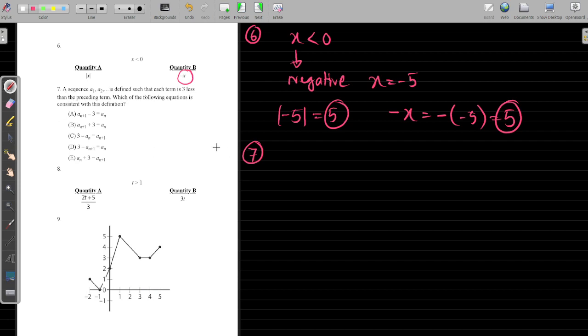A sequence A1, A2 is defined such that each term is less than the preceding term. Suppose the first term is an and the next term is an plus 1.